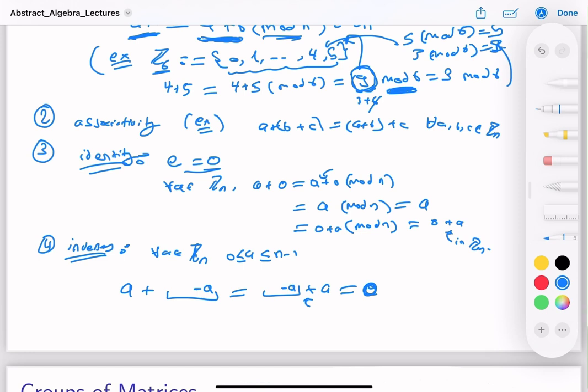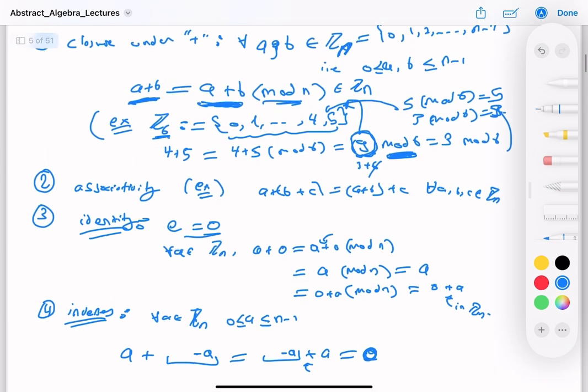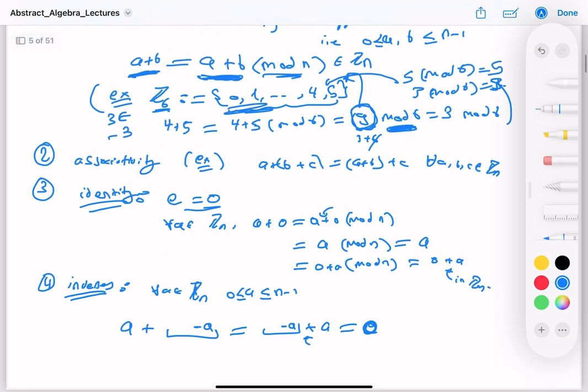Though the addition of these as integers is equal to 0, and thus their addition modulo n is equal to 0, minus a is not in Zn, right? Because you haven't reduced it modulo n. So if you look at, for example, Z sub 6, 3 is in here, but negative 3 is not in this set, right? So how would we handle this?